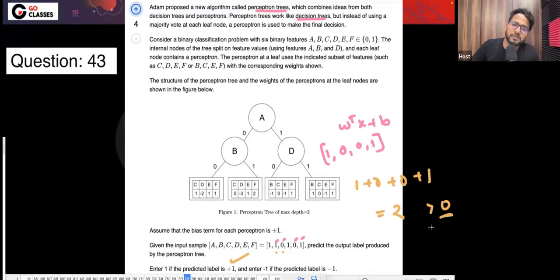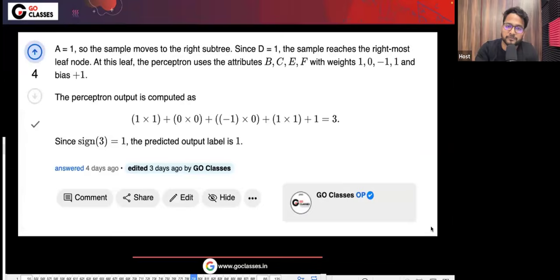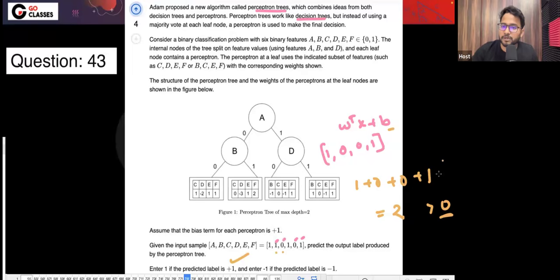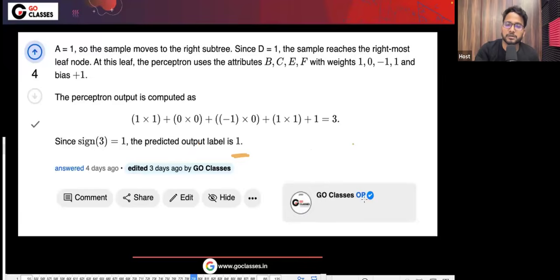So that's the easy question. It will be predicted as plus 1. Output is plus 1. Just a second. Why are they getting 3? Because of the bias. There is a bias also, which is plus 1. Bias will obviously be plus 1, so one more plus 1 because of the bias. So finally it will be 3, which is greater than 0. So the answer is plus 1.